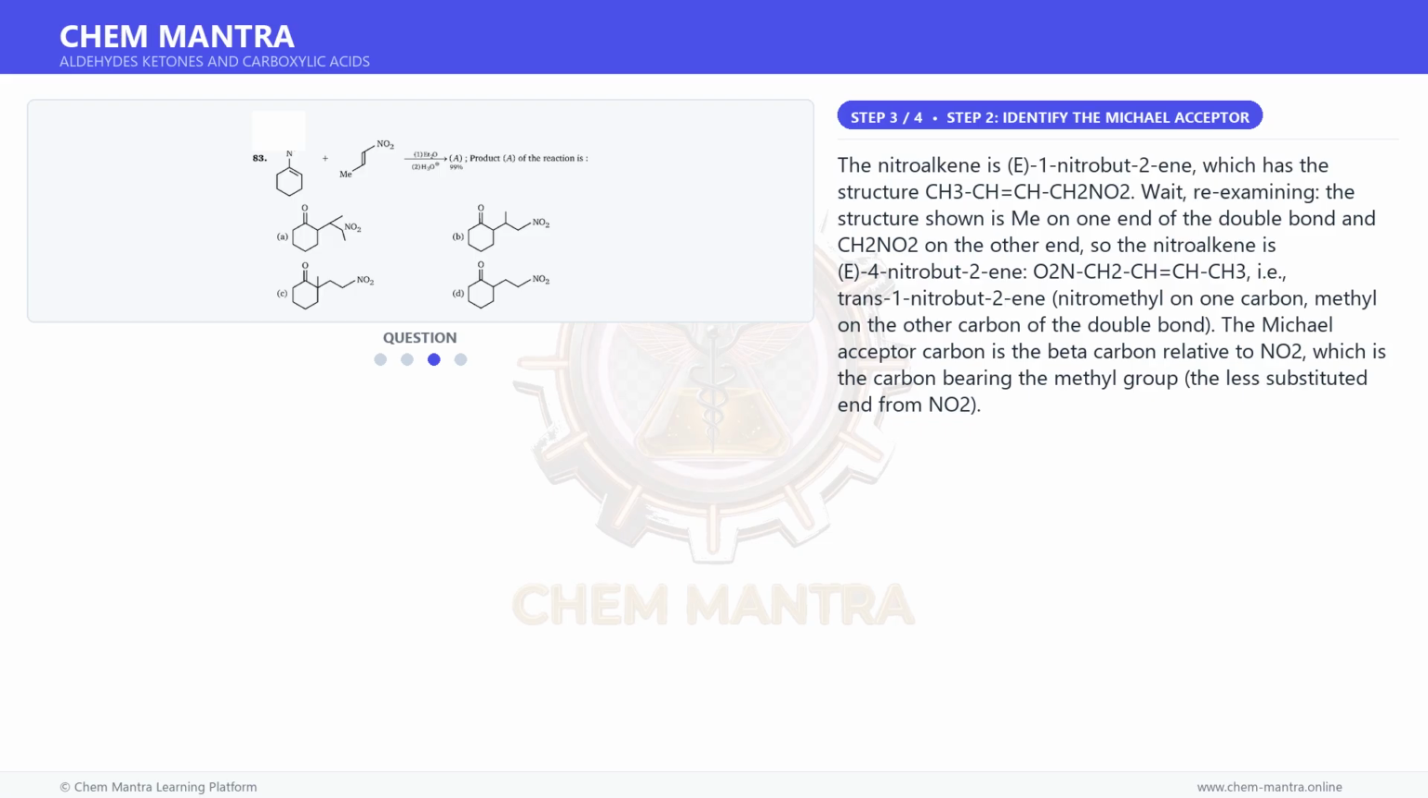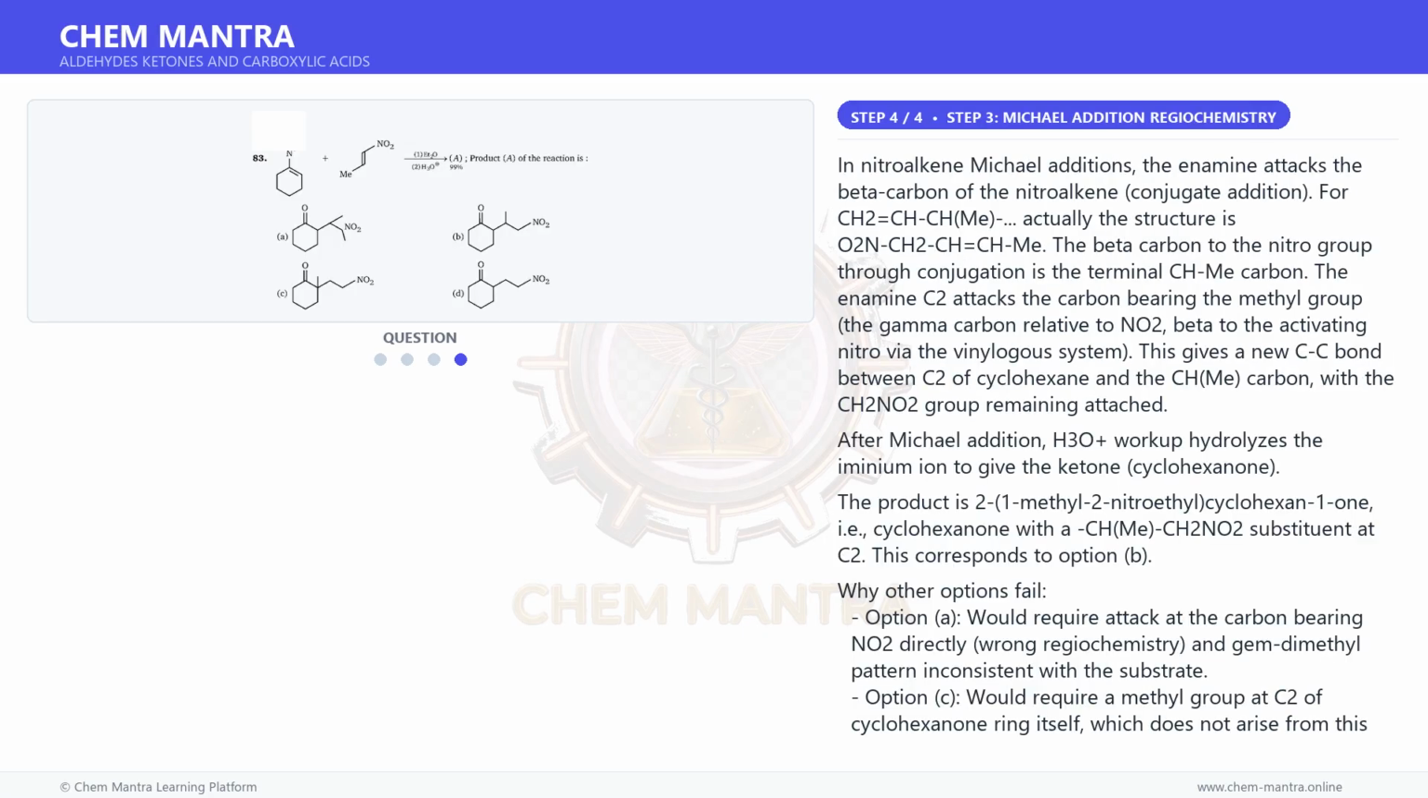The Michael acceptor carbon is the beta carbon relative to the nitro group, which is the carbon bearing the methyl group, the less substituted end from the nitro group. And for the final step.